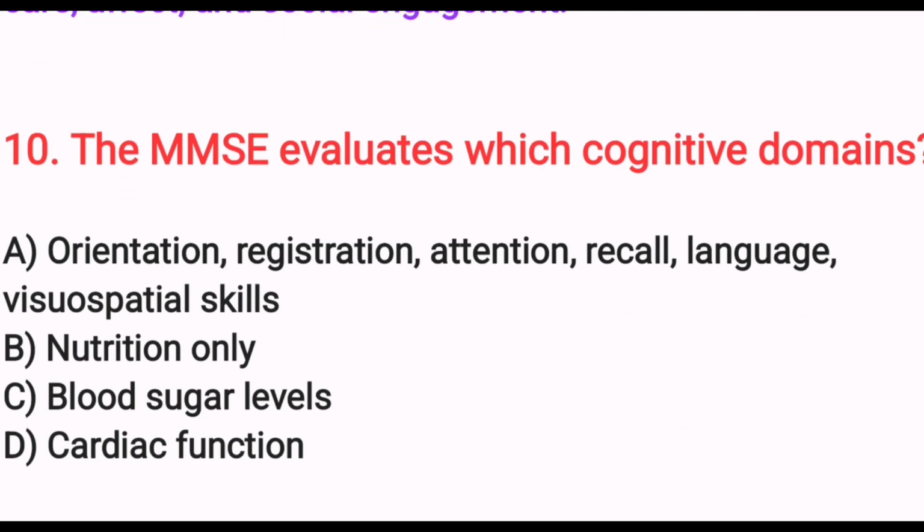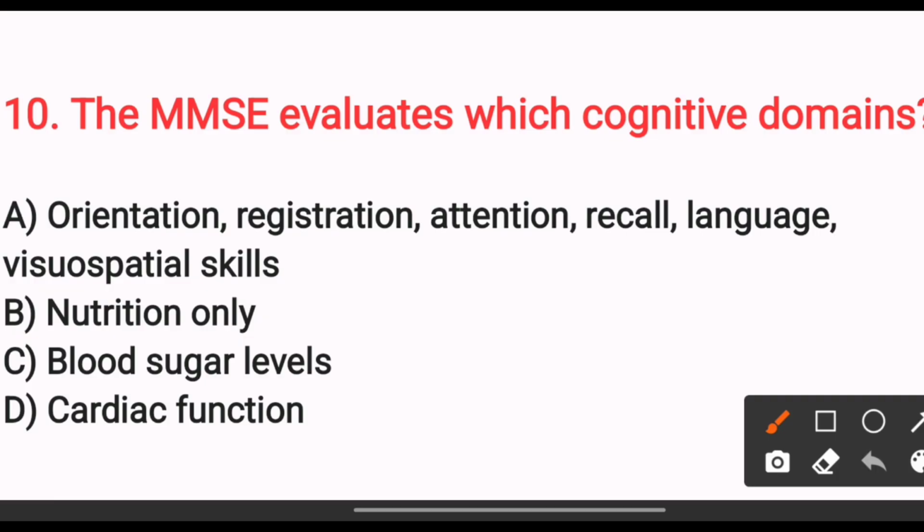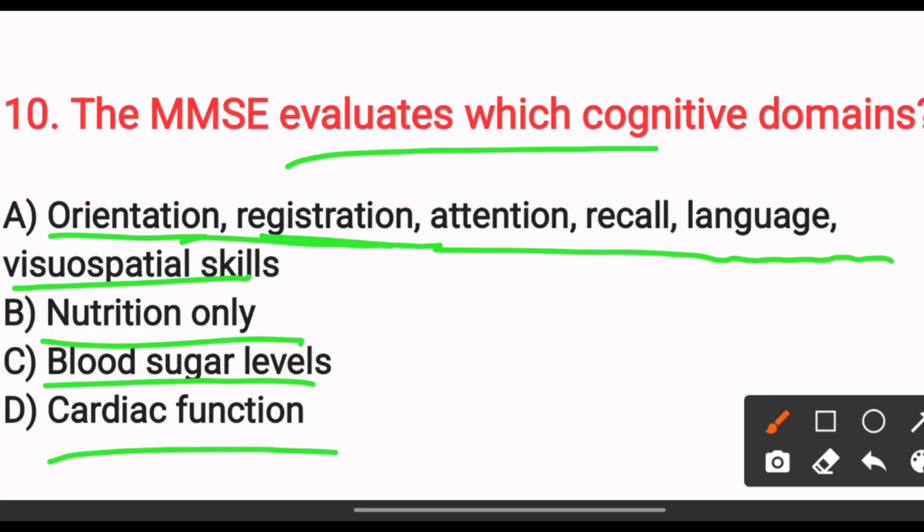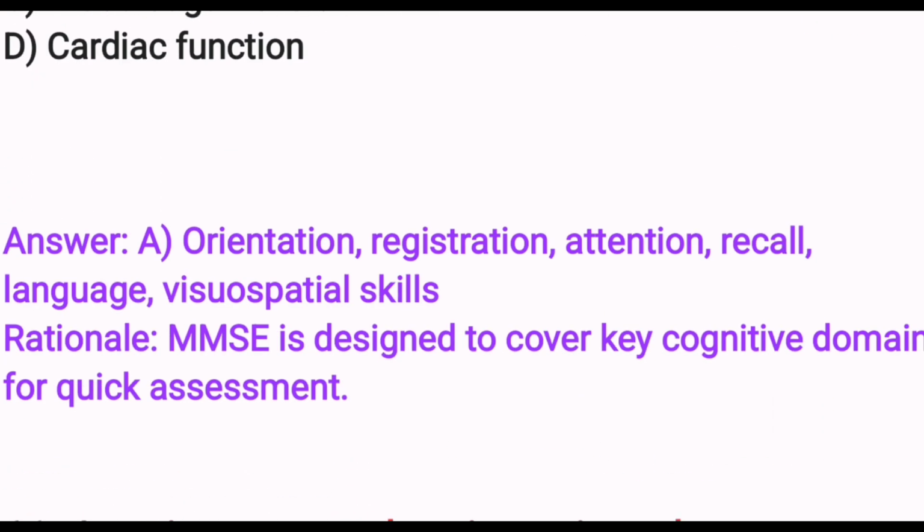Next, the mini mental status examination evaluates which cognitive domains? Option A, orientation, registration, attention, recall, language, visuospatial skills. Option B, nutrition only. Option C, blood sugar level. Option D, cardiac function. The answer is option A, orientation, registration, attention, recall and language, because the MMSE, mini mental status examination, is designed to cover the key cognitive domains for a quick assessment.